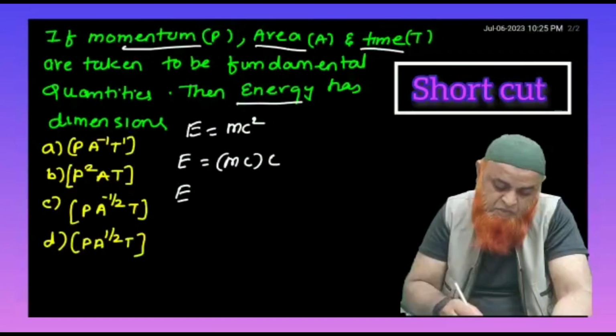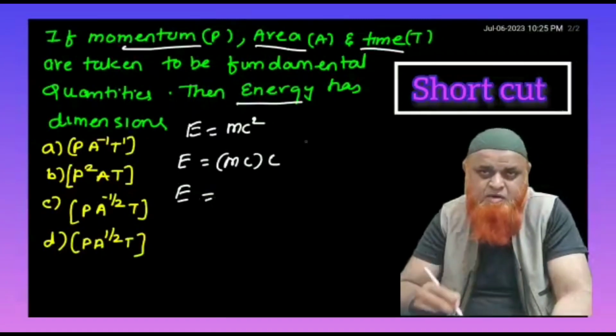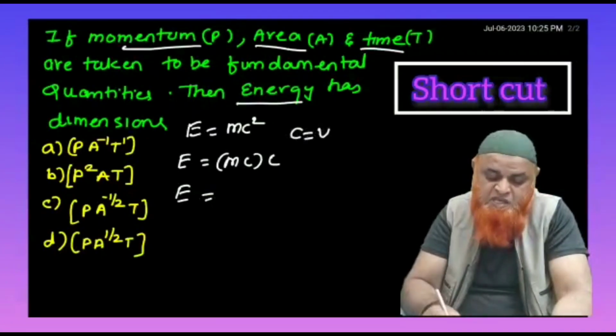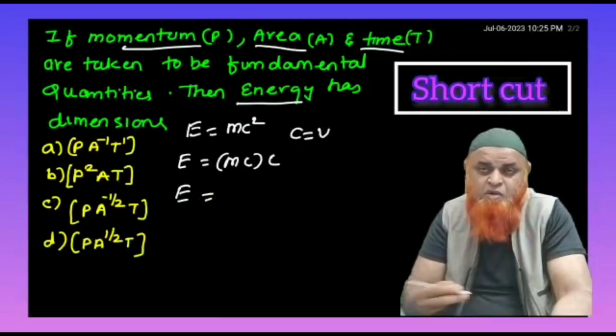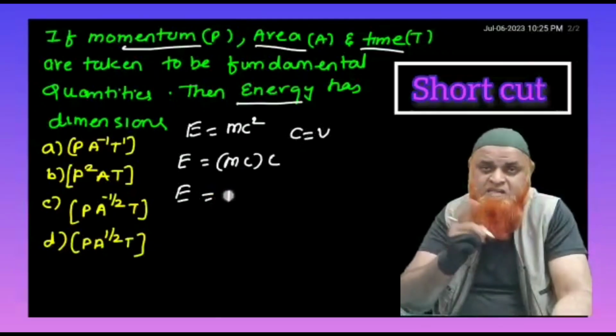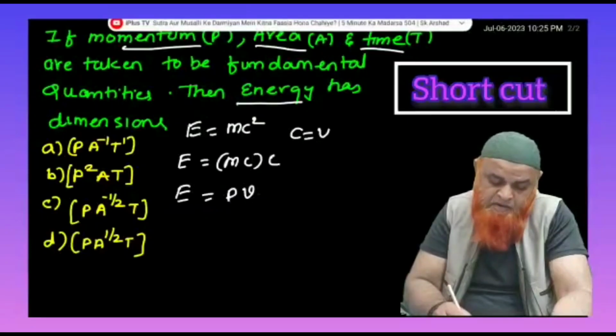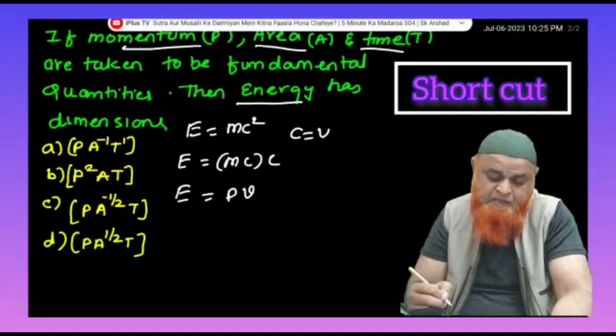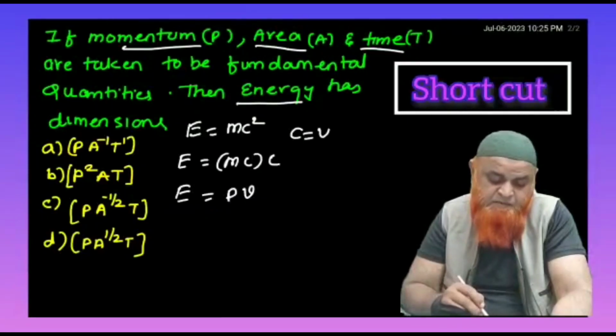So you know mc, c is nothing but velocity of light. So c you can consider as velocity v. Velocity of light is v, let us take. So mass into velocity is taken as momentum. So momentum into again velocity. So momentum is taken as p here.